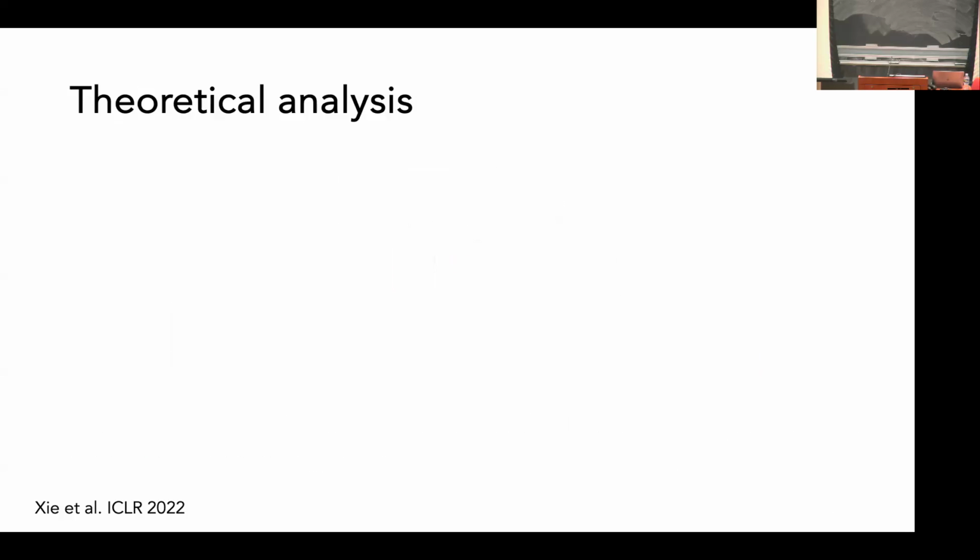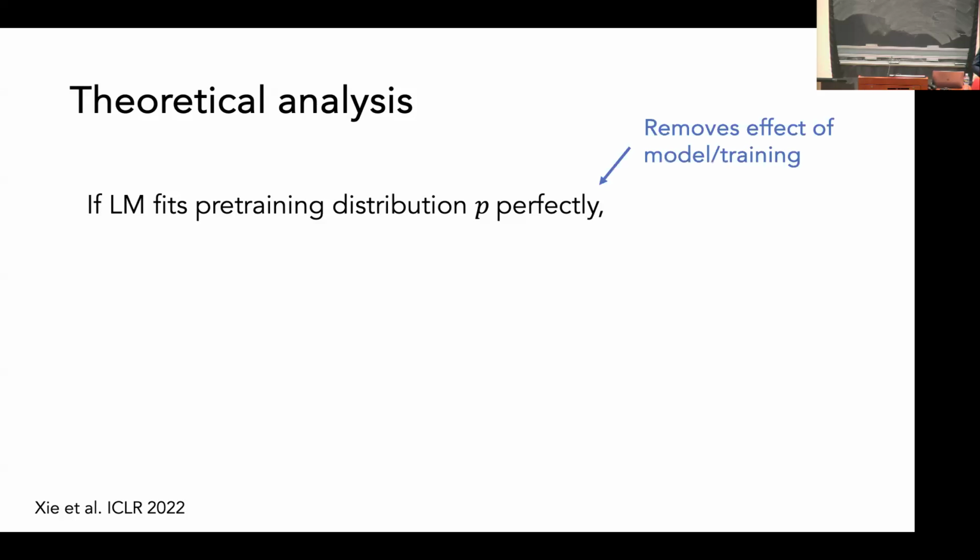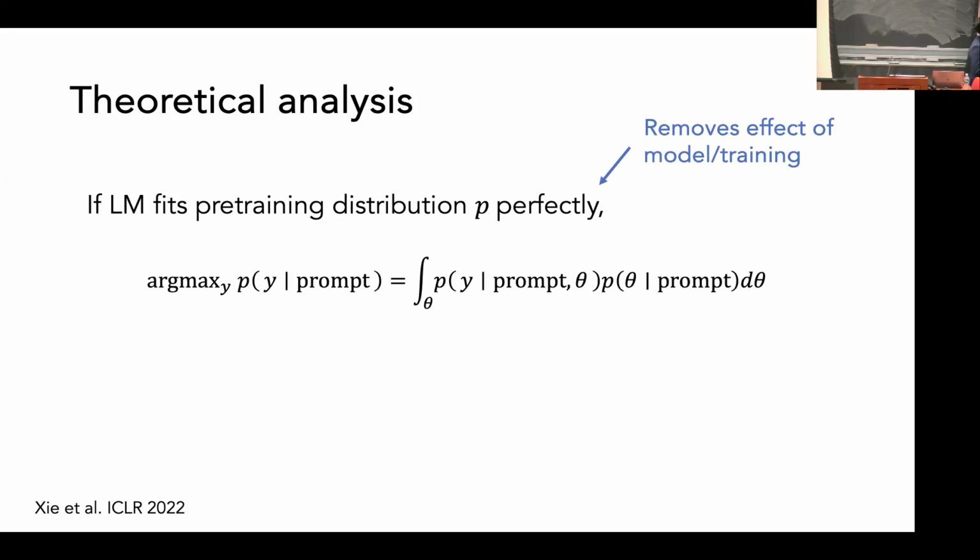Okay, so in our theoretical analysis, this is the general framework of what we try to show. So we first start with an assumption. We assume that the language model is large enough in parameters, and the data is large enough, such that the language model fits the pre-training distribution perfectly. So with this assumption, we remove the effect of the model architecture and the training algorithm. And given this assumption, we can write in-context learning as taking the most likely prediction under the posterior predictive distribution P of y given the prompt.